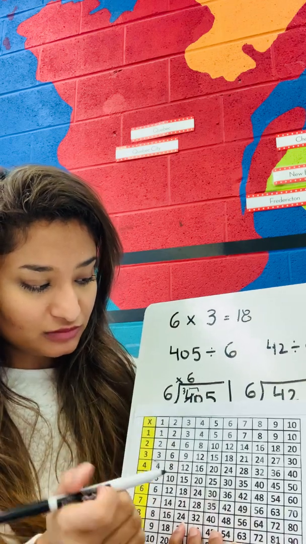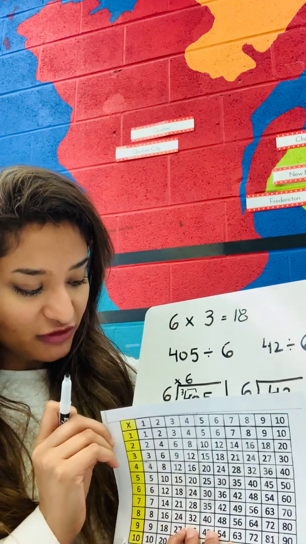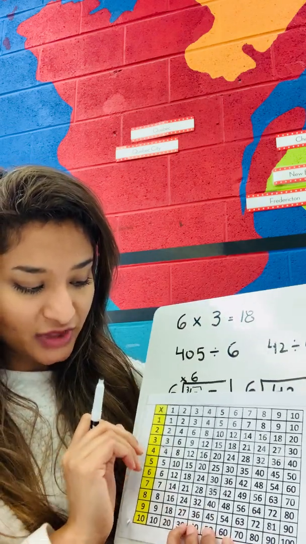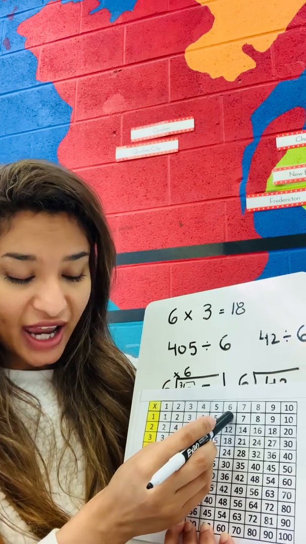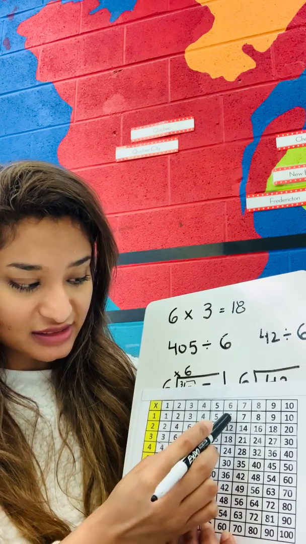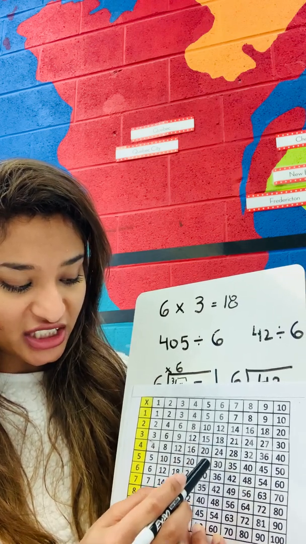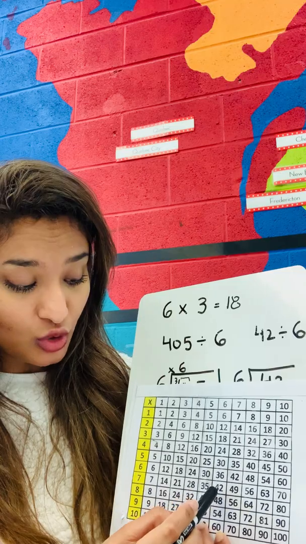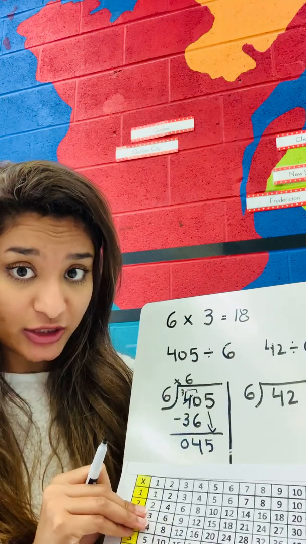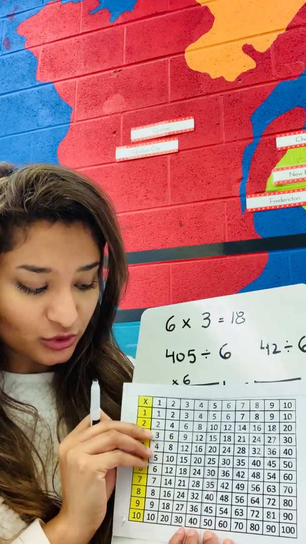So here we go. I'm going to see if I need 45. I'm going to go back to my 6 times table and look at all the multiples of 6. And it is 6, 12, 18, 24, 30, 36, 42, 48. I have a 45 here. 48 would be too big, so I don't need that multiple.